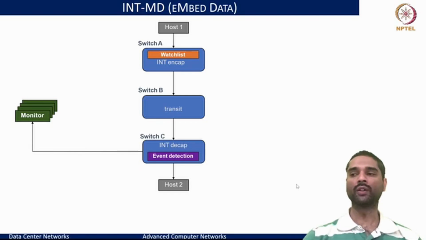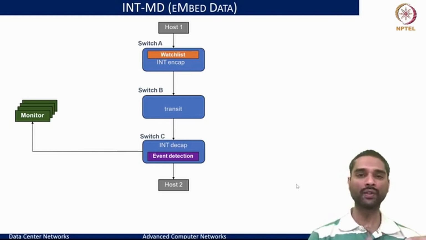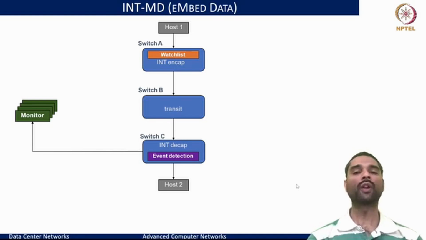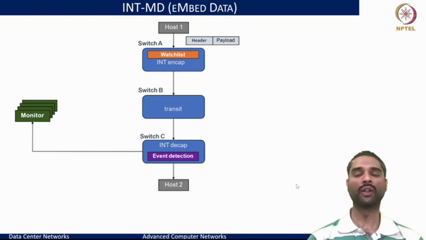The construct here is that as packets go from one host to the other end host, they traverse through different switches, and for each of the switches we would configure the watch list. Once the packet flow matches within that watch list, certain actions need to be taken as instructions, and specific data associated with those instructions would then be padded for each of these flows. So think of host 1, which is agnostic to the existence of INT, sending the header and payload information to make sure that data reaches host 2.